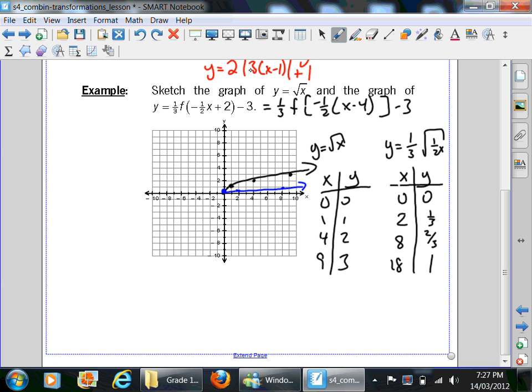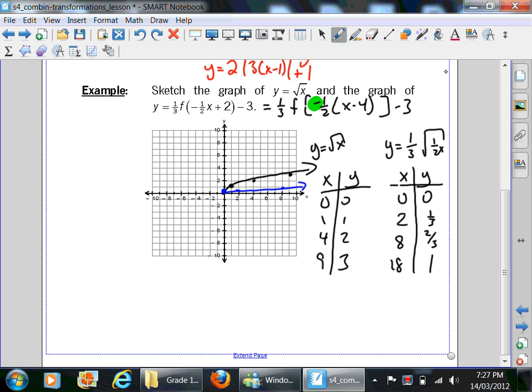But it's okay. Now, that's step 1, right? We do our stretches and compressions. Step 2 is the reflections. And the reflection in this question is, of course, this right here. So what that does is it flips it, or sorry, reflects it in the y-axis.